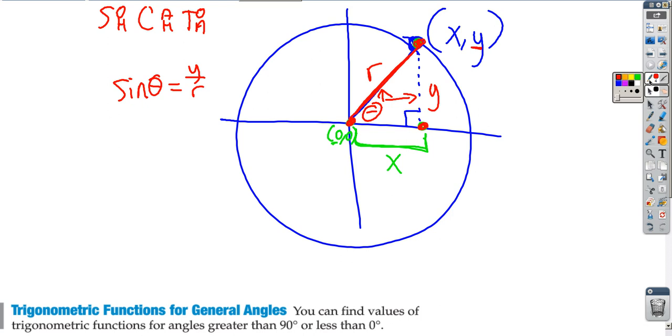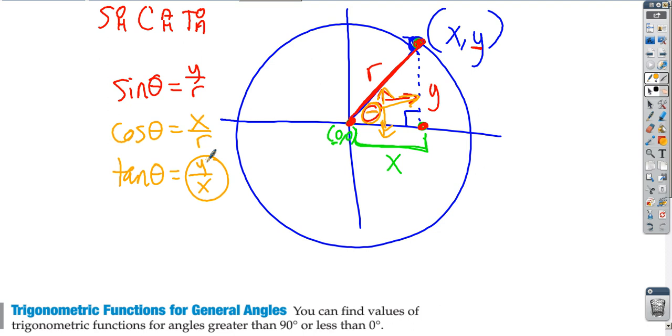Same reasoning if I were asked to express the cosine of this angle. Cosine is adjacent, which means that x side over hypotenuse, which is that r, that radius. So the cosine is equal to x over r. And tangent is opposite over adjacent, so opposite is y, and adjacent is x. So that would be y over x. And you might recognize y over x, the change in y over the change in x. That's another way of saying the slope. So tangent is actually the slope, basically, of the hypotenuse. The steeper the slope, the greater the tangent.